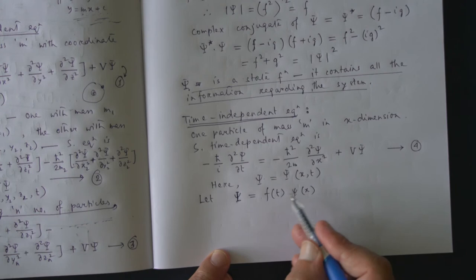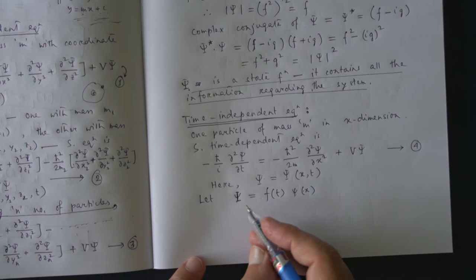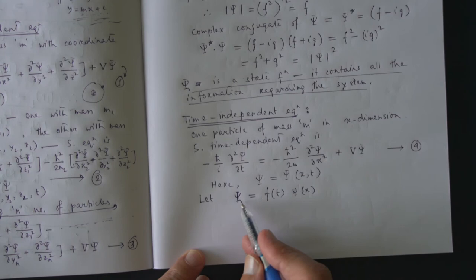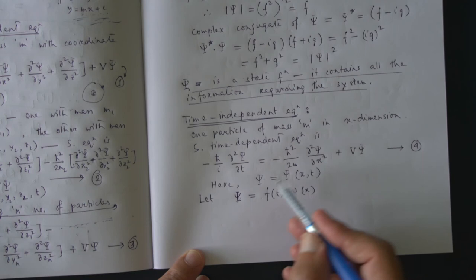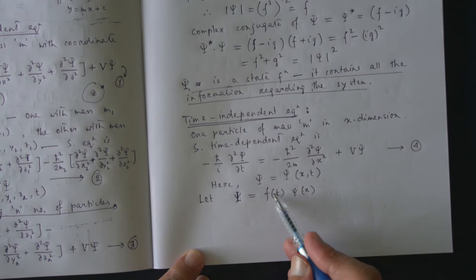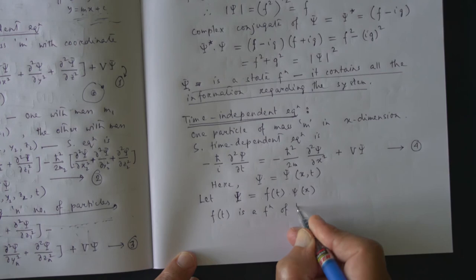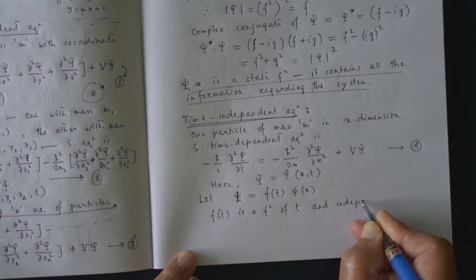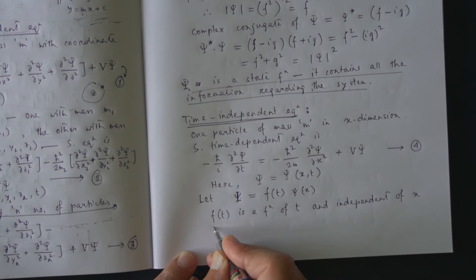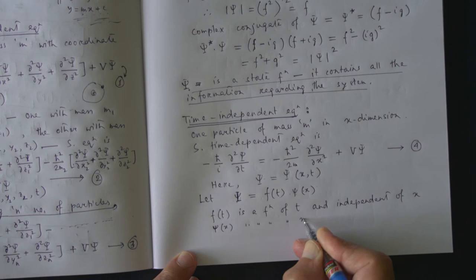So here we imagine that this psi is equal to this into this, where f(t) is a function of t and independent of x. Similarly, psi(x) is a function of x and independent of t.